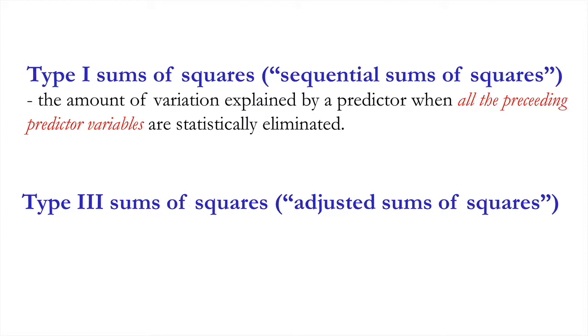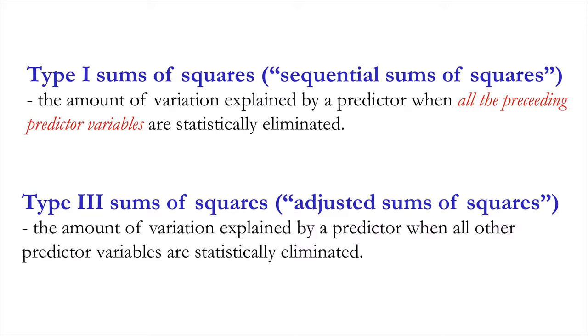adjusted sum of squares. With the type 1 sum of squares, it's a hierarchical sequential system in which we try to look at the amount of variation explained by a predictor when everything above it in the list, i.e. all those preceding predictor variables, are statistically eliminated. However, by contrast, in a type 3 sum of squares, we try to identify the amount of variation explained by a given predictor when all other predictor variables are statistically eliminated.